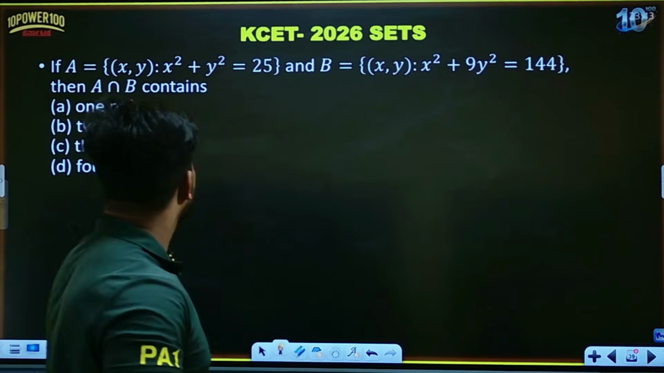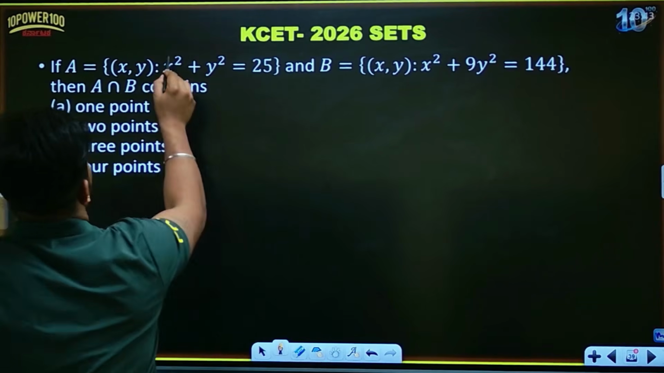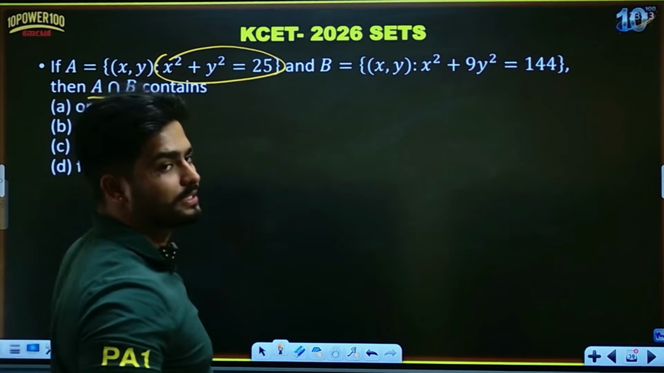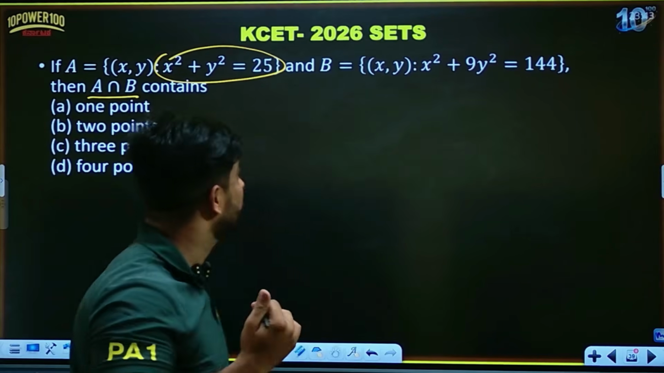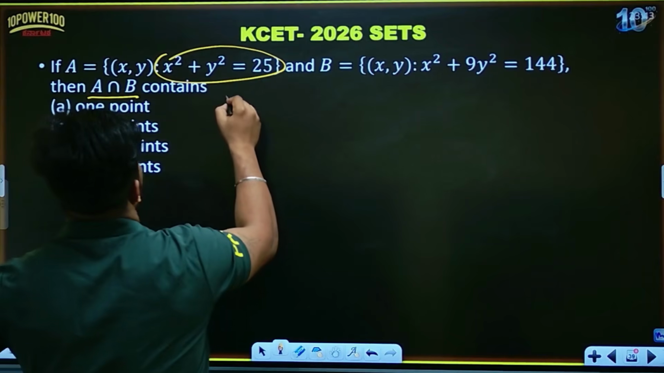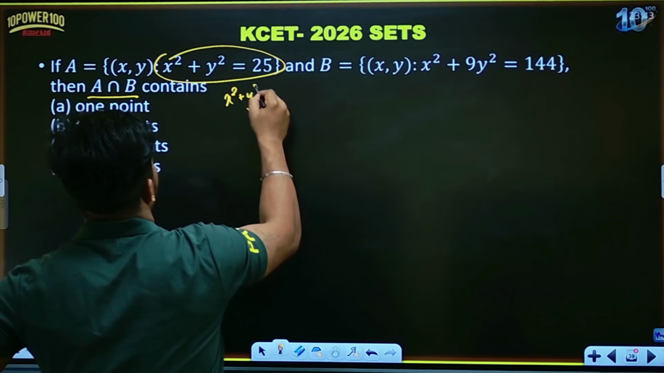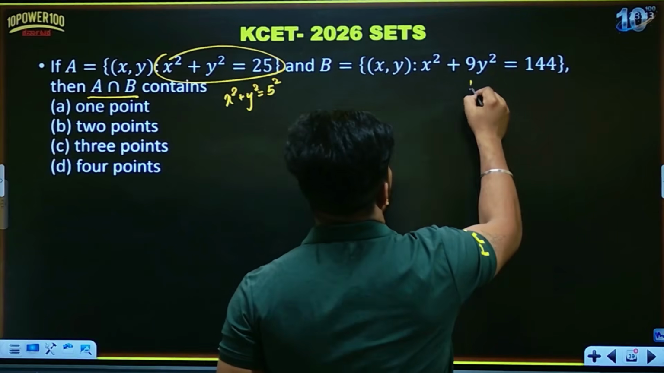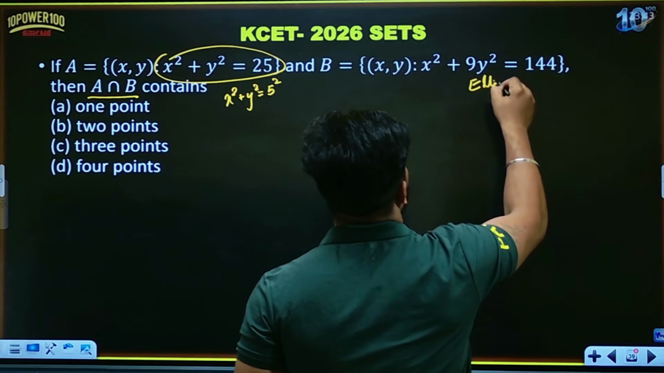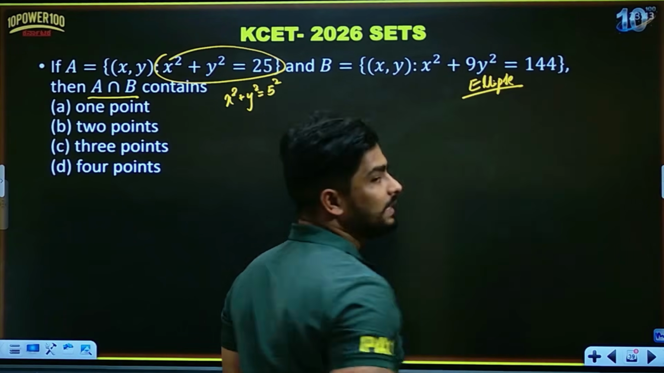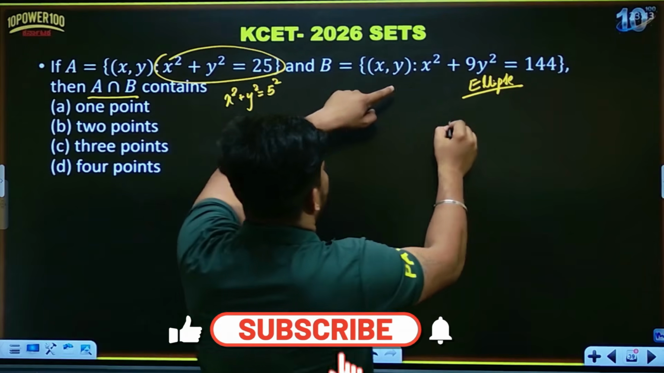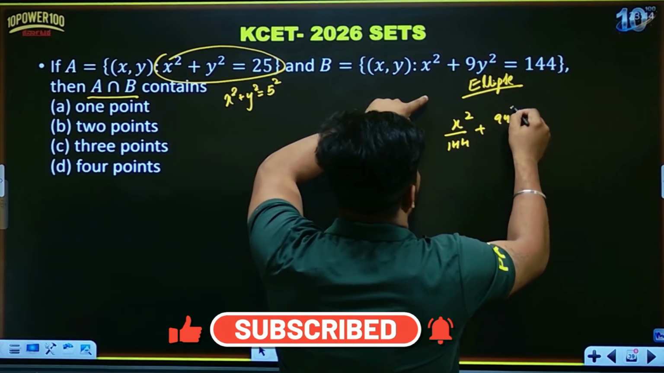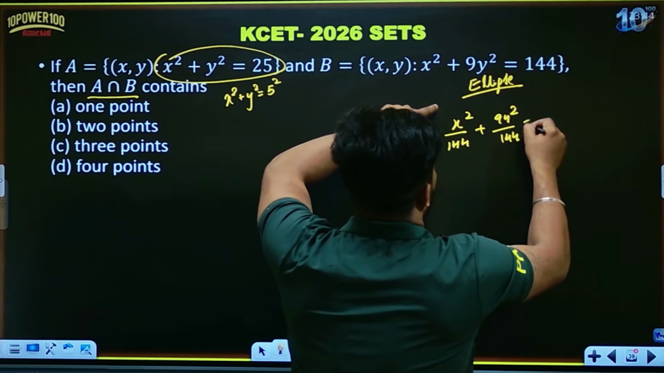Okay, next question. It's actually set A given, set B given, and they ask A intersection B contains. Fine, we'll do it. You know that this is the equation of a circle: x square plus y square is equal to 5 square, correct? And this is the equation of an ellipse, right? So this is x square by 144 plus 9y square by 144 is equal to 1.